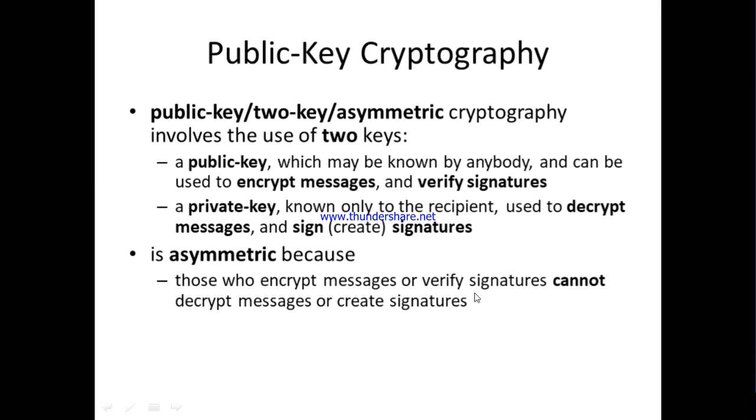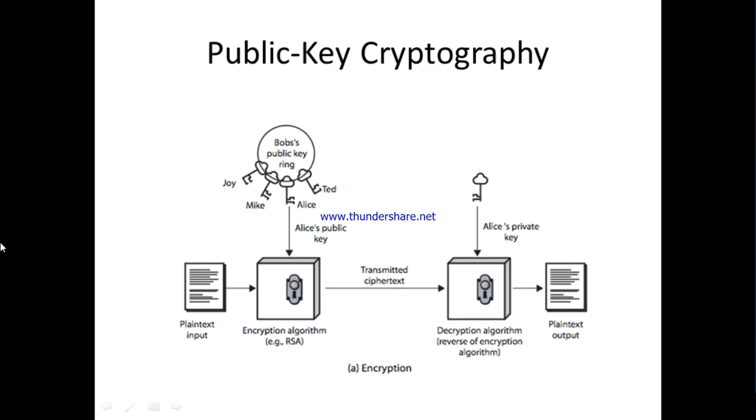Those who encrypt messages or verify signatures cannot decrypt messages or create the signatures. So that is why it is said to be asymmetric. So you can see the diagram here, showing how this public key cryptography is used.